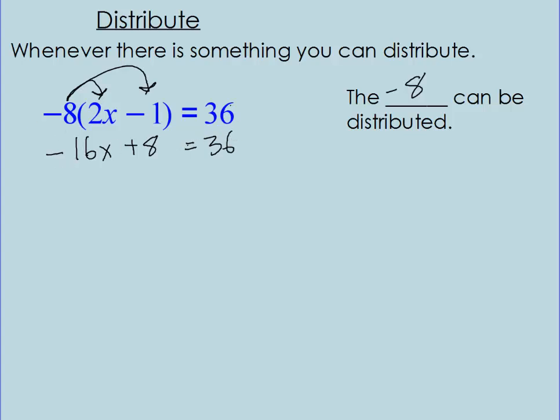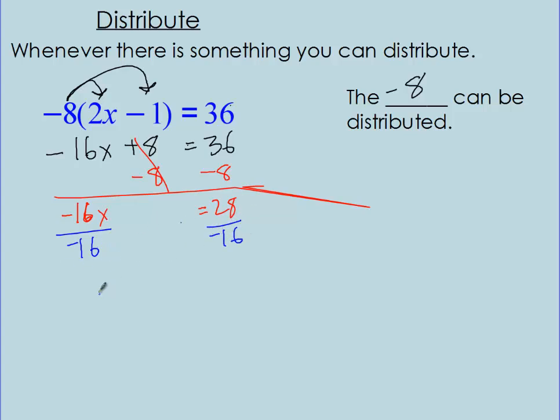And now I can do the rest of my order of operations. I can subtract 8 on both sides first, and I'll get 28 equals negative 16x. Cancel out those 8s. And my last step, I can divide by negative 16 to get rid of that. What I'll get is x equals negative 28 over 16, which reduces to negative 14 over 8, which reduces to negative 7 over 4.